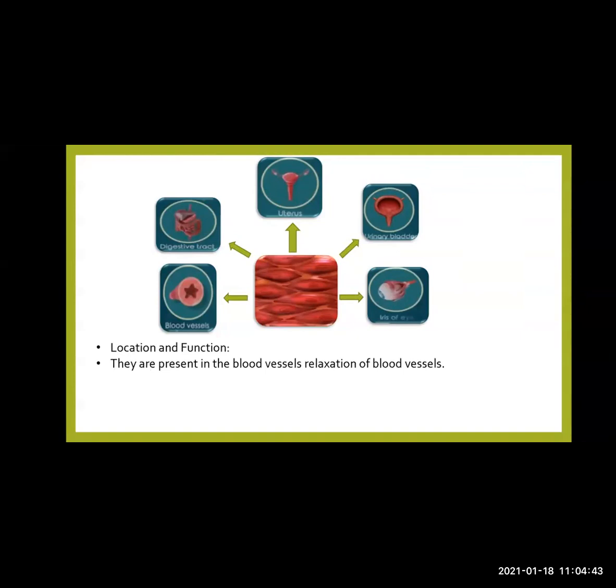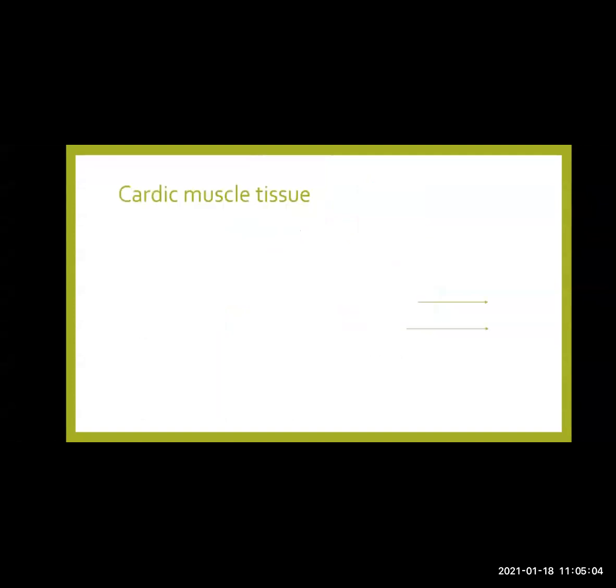See, they are present in blood vessels. It causes relaxation and contraction of blood vessels. It is present in the alimentary canal. It is present in the iris of the eyeballs. So it also helps in movement of the eyes. It is present in the digestive tract. So it also helps in passage of food through the alimentary canal by contraction.